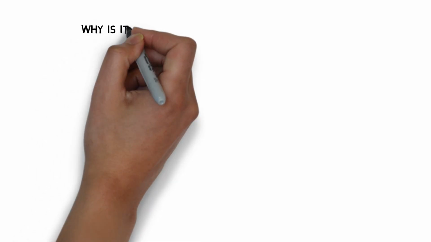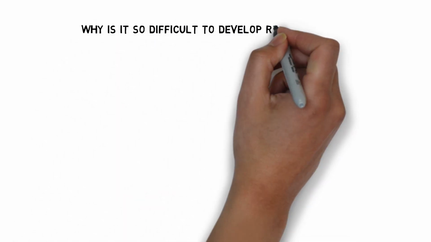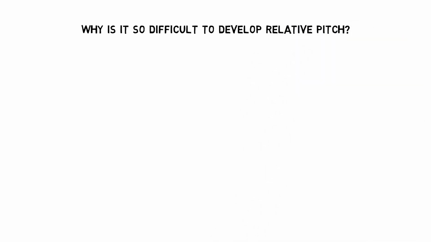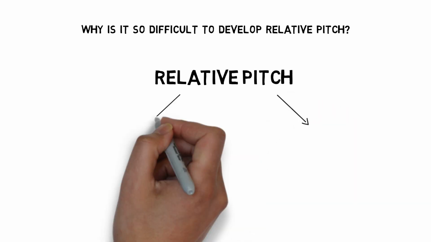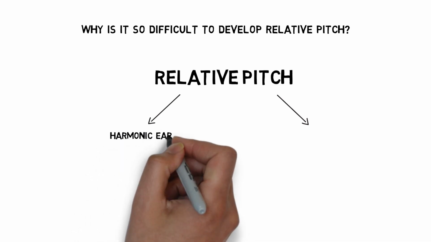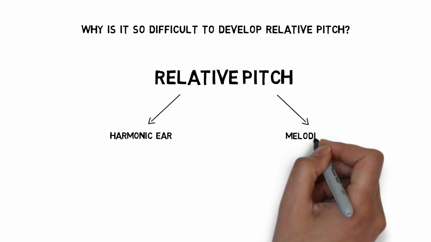Why do some people struggle so much to develop relative pitch? Why for some people is it so difficult and for others it's really simple and instinctive? It's simple. It seems so difficult because there is this common tendency to consider relative pitch as if it's composed of two skills: the harmonic ear, the ability to distinguish harmonies, and the melodic ear, the ability to distinguish melodies.